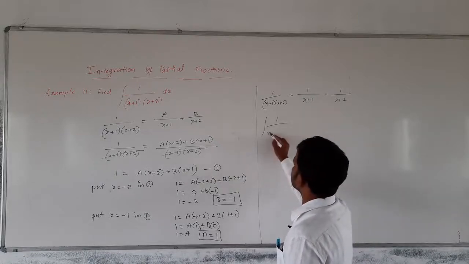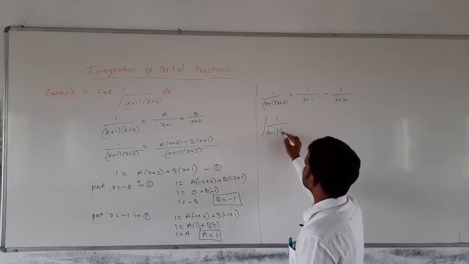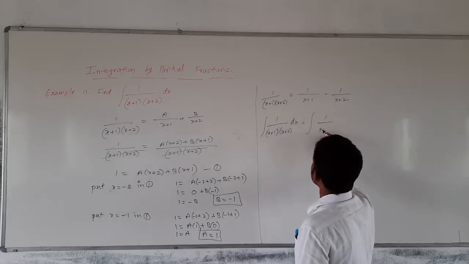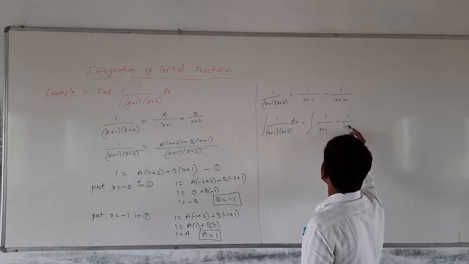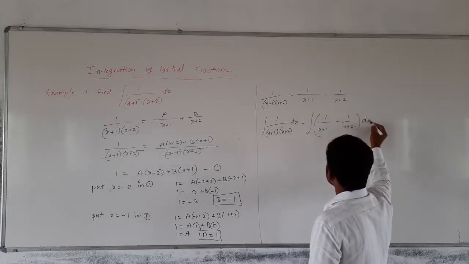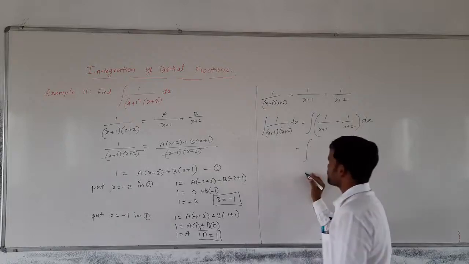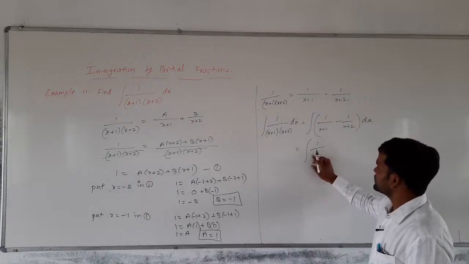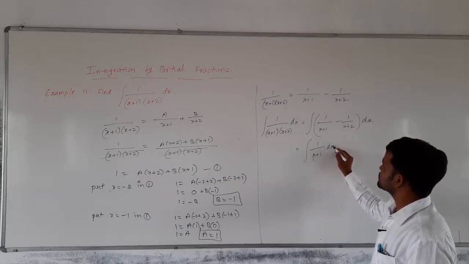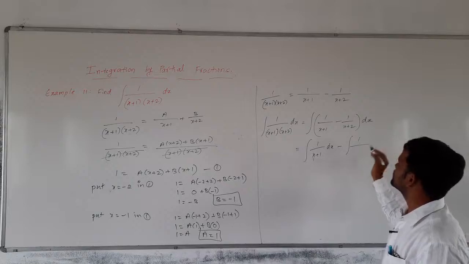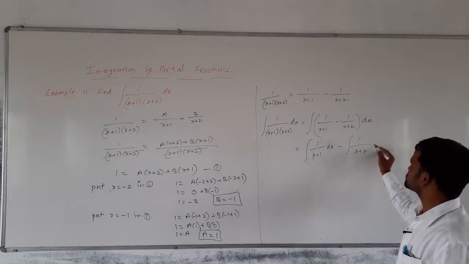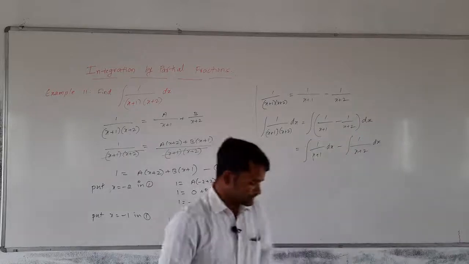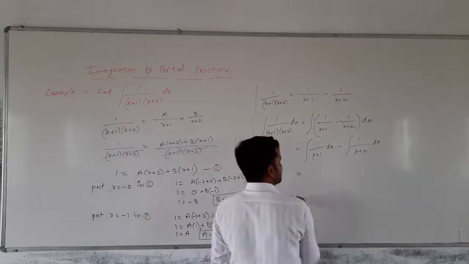Integration of 1 by x plus 1 into x plus 2 with respect to x is equal to integration of 1 by x plus 1 minus 1 by x plus 2, integrating with respect to x. You can take here the sum of two integrals. First one is integration of 1 by x plus 1 with respect to x. Second one is minus integration of 1 by x plus 2 into dx. Now it is very simple to integrate.